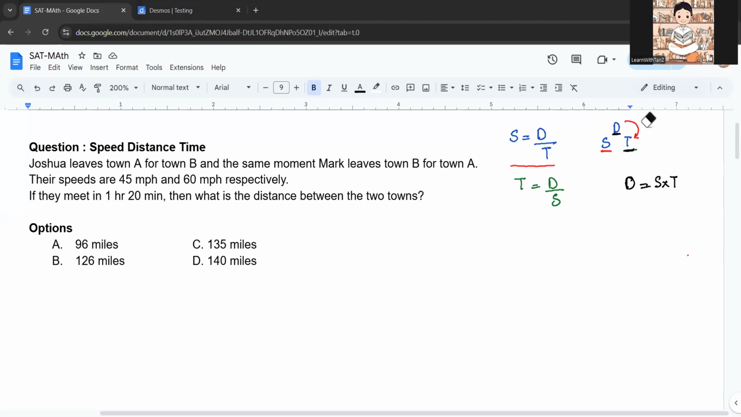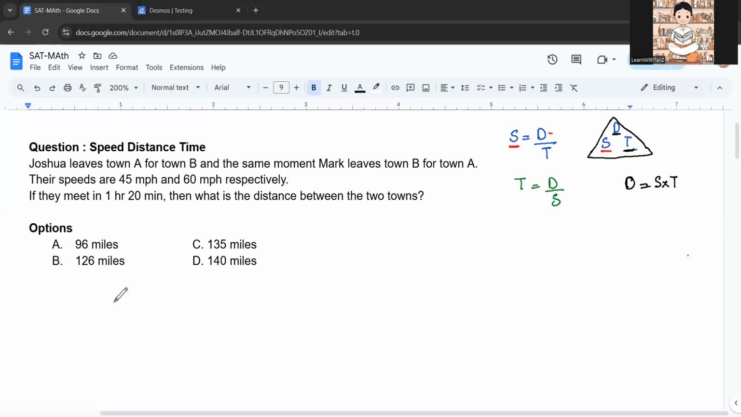So let me erase these things. Remember this triangle, very helpful triangle. And this triangle actually works with everything else, like everything which is like this. Speed is equal to distance over time. You can write it in this form. Speed is equal to distance over time.